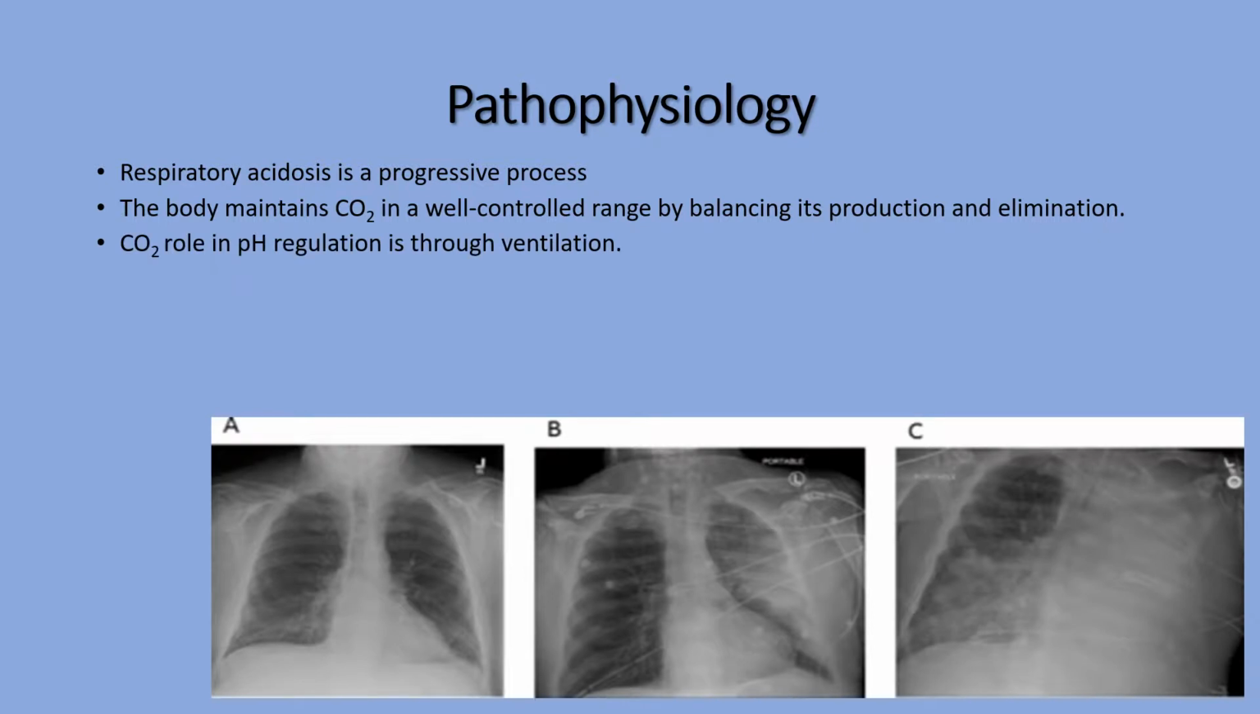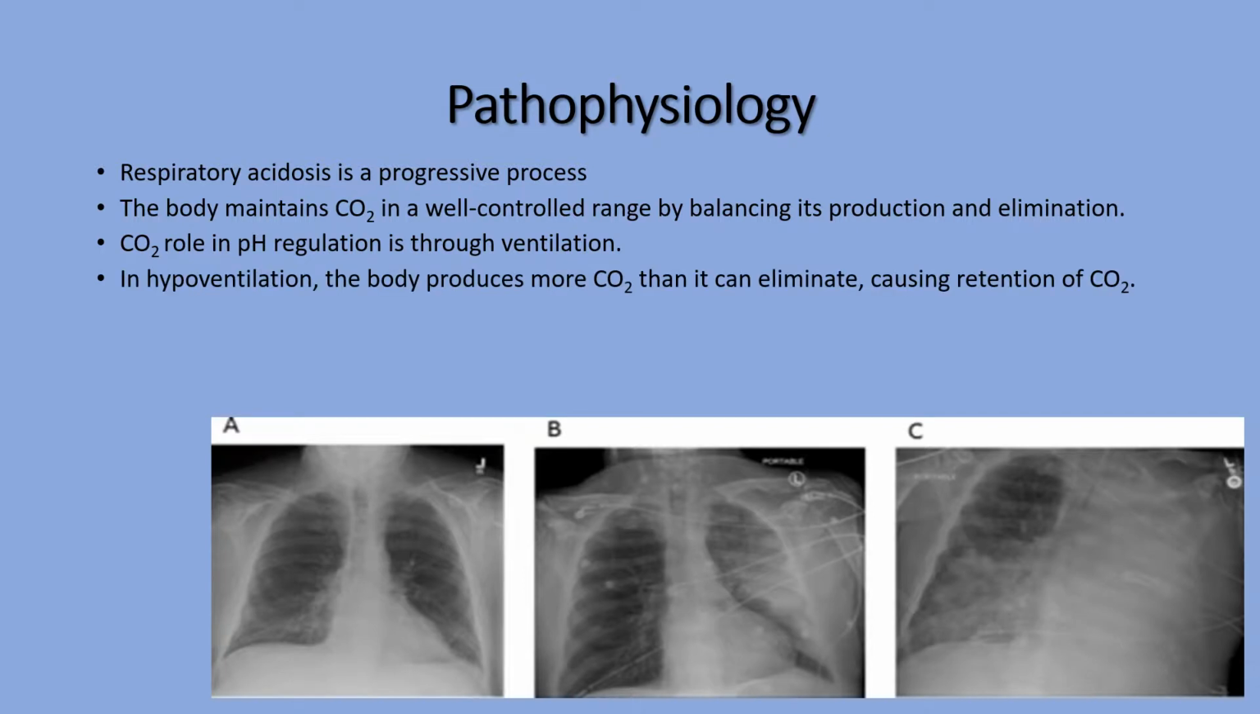The role of pH regulation of CO2 happens through ventilation. If there's a breakdown in ventilation, either the diffusion, the perfusion, or the ventilation itself, then you're at risk for respiratory acidosis. When you hypoventilate, which means a decrease in your respirations, your body produces more CO2 than it can eliminate. So your CO2 builds up, or your body retains CO2, which increases the amount of carbon dioxide in your body.